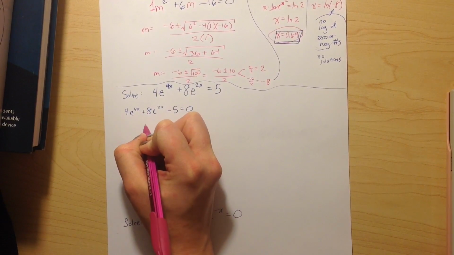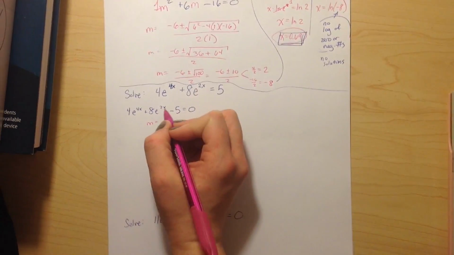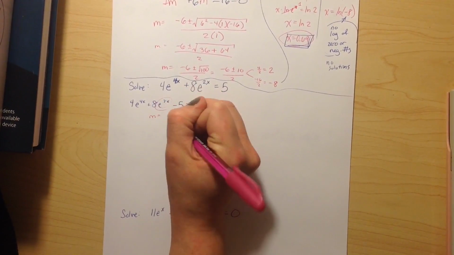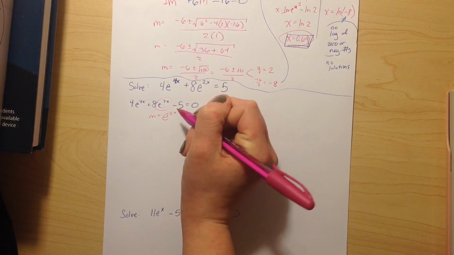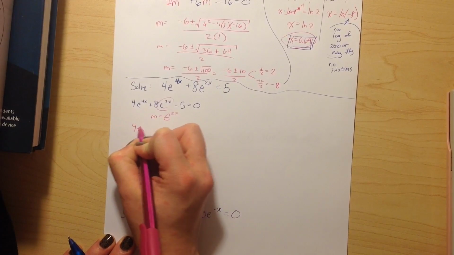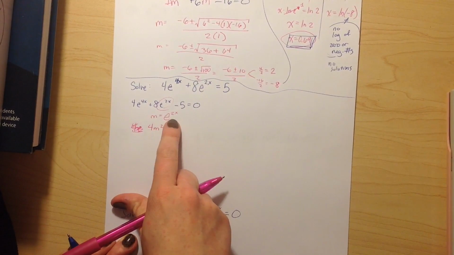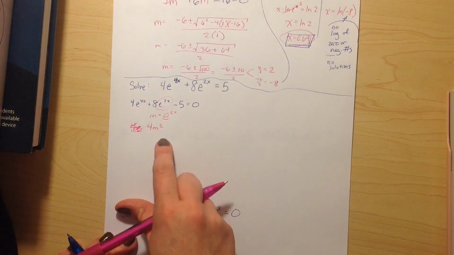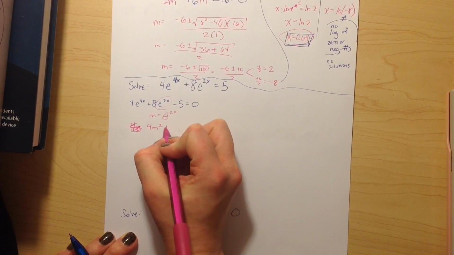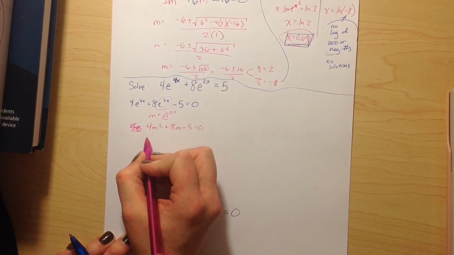So I'm going to use m again, but you can really use anything. The key to this one, though, is it has to stand for this middle piece right here. So this is e to the 2x power. So over here, once again, I'm going to get 4m squared, since it's e to the 2x squared. That's going to be m squared. Plus 8m minus 5 equals 0.